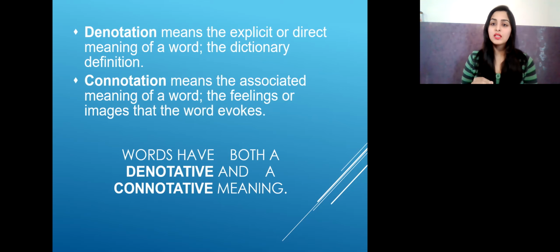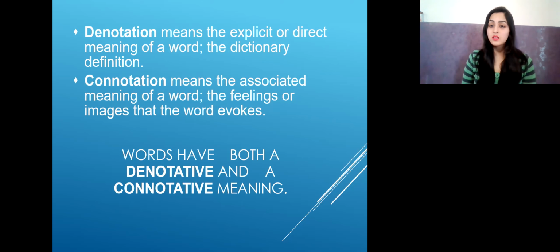So connotation is a word, I mean, it means your own meaning of a word, everyone's different specific meaning of the word. But denotation means the specific meaning written in the dictionary. That is the true meaning of the word. Okay, so I hope you all understood the difference between denotation and connotation.